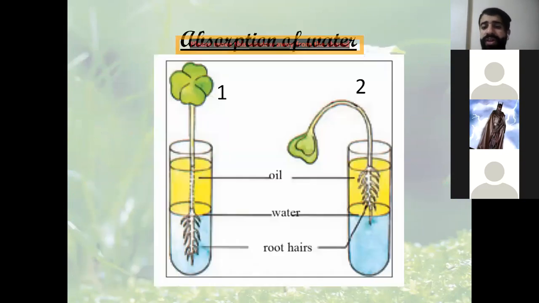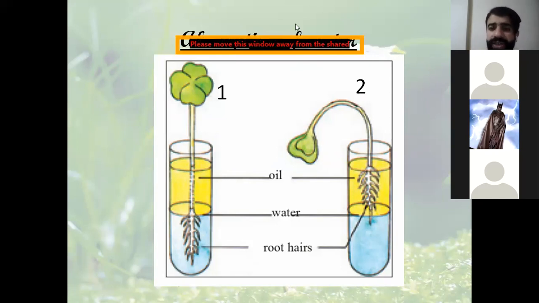And also you have to know the different parts, the root hairs and the root caps. Whenever they are placed in water, plant 1 grows normally. However, in plant 2, where the root hairs are placed in oil and the root cap is placed in water, the plant dies.